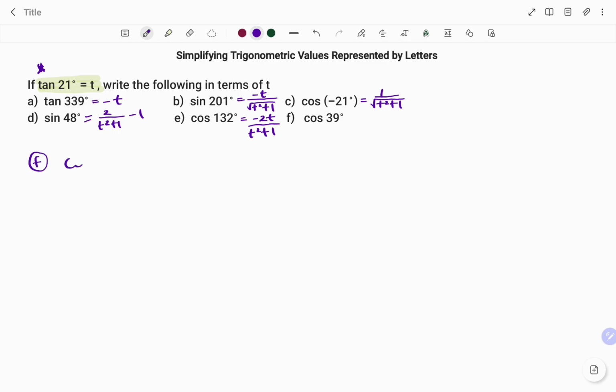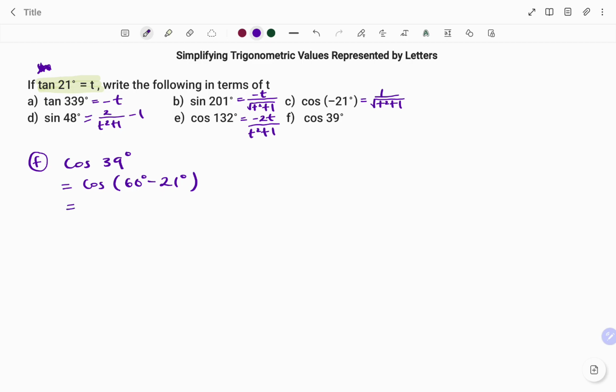F is cos 39 degrees. To break down 39 degrees, I'm going to use my special angles. Remember, we're not to use a calculator. So using our special angles, I have that broken down as cos, that's another way of writing our angle, 60 degrees minus 21 degrees. I'm still working with the angle 21 degrees as given in the question. 60 degrees minus 21 degrees will give us 39.